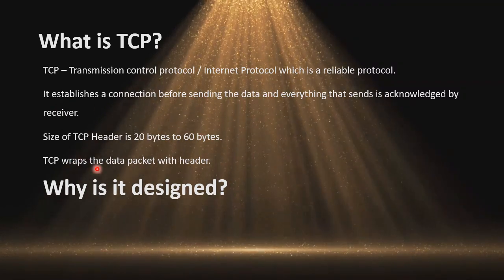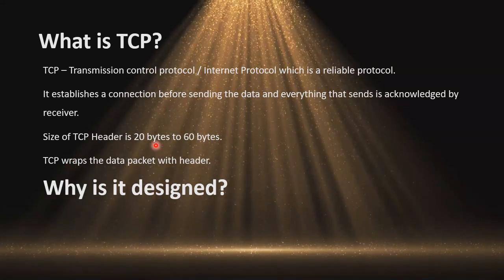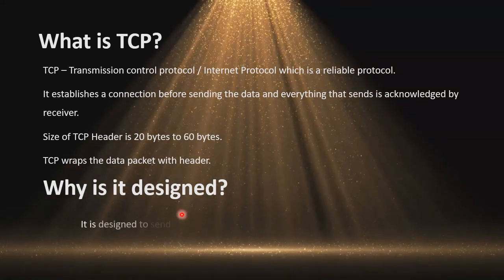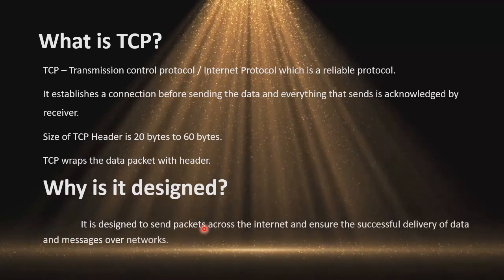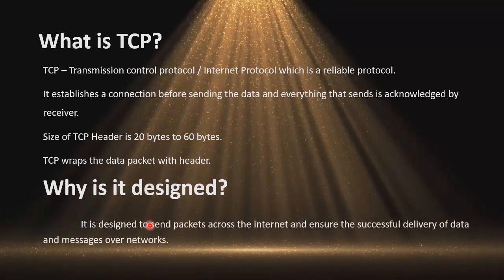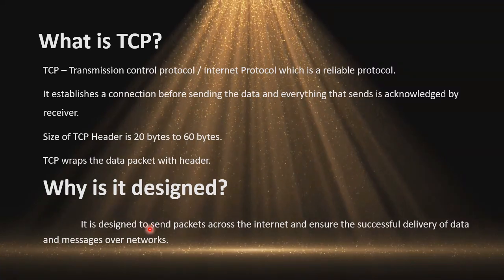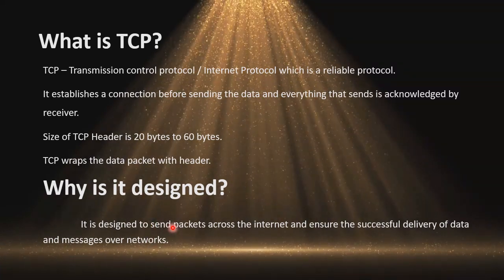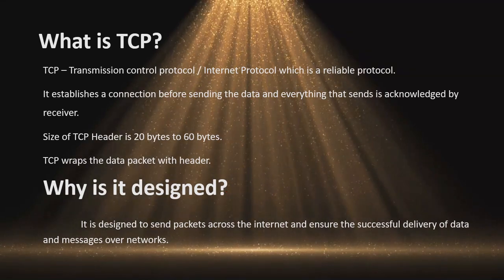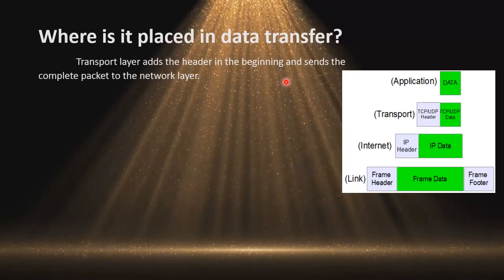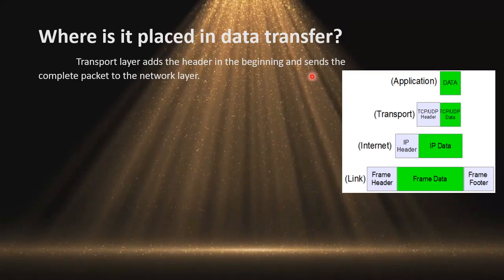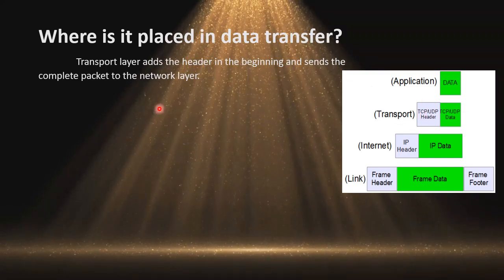So what information does it have? It wraps the data packet with the header information. Okay. And then why is it designed? As I told you, for successful delivery as well as secure transmission, we are using the TCP connection. Okay. This is how the data wraps along with the header information. Each layer has header information when it passes to the next layer. And where is this TCP layer information placed? It is placed in the transport layer.